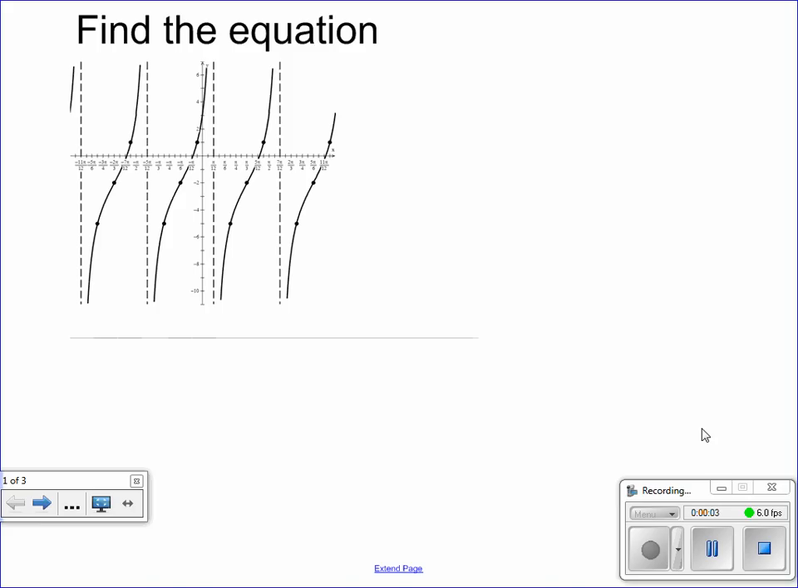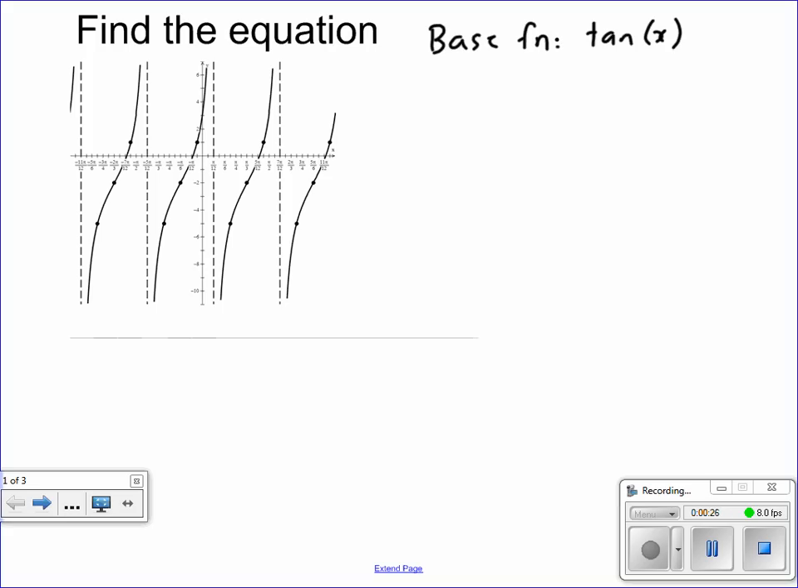In this example, we're given a graph and we want to find the equation. So here's our graph that we want to find the equation of, and the first thing that we might see quite quickly is that this is a graph of tangent. So our base function will be tangent of x.